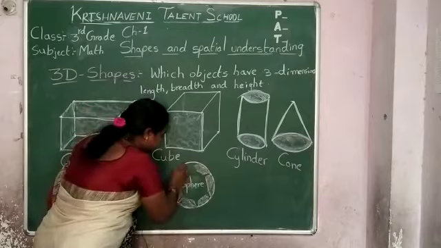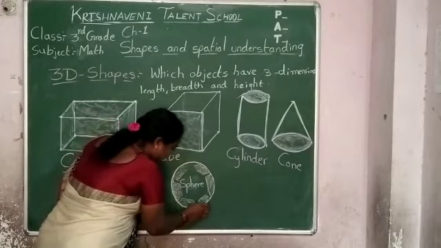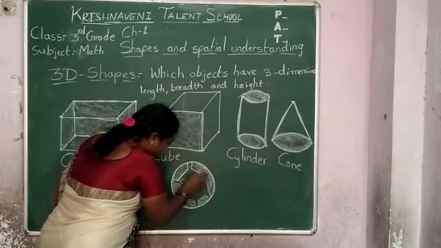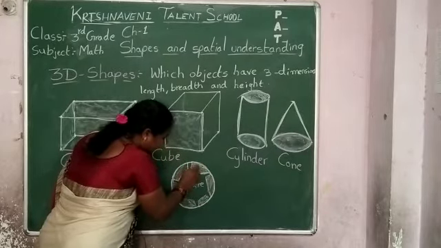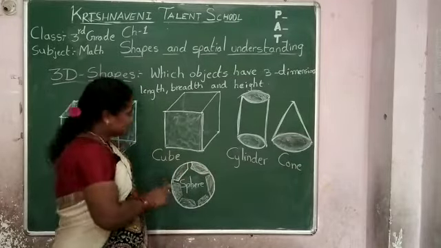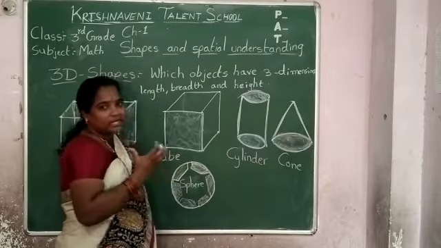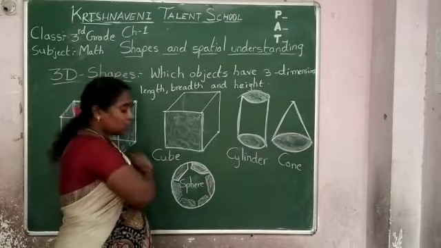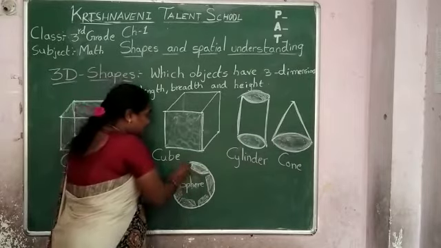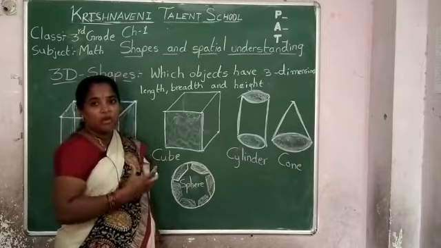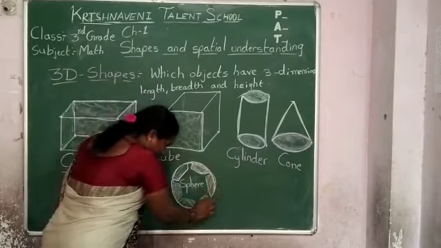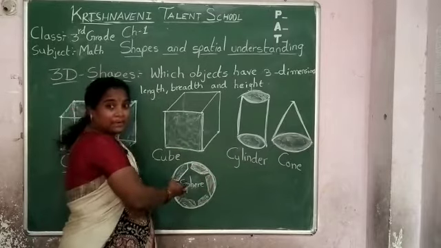Next, what is this? It is a round shape object. Generally, round shape objects are circular objects. So this is a sphere. It has a curved surface. It has no edges and no vertices, because it is a curved surface. Objects that have a curved surface do not have any sides and corners. So what are the examples of a sphere?